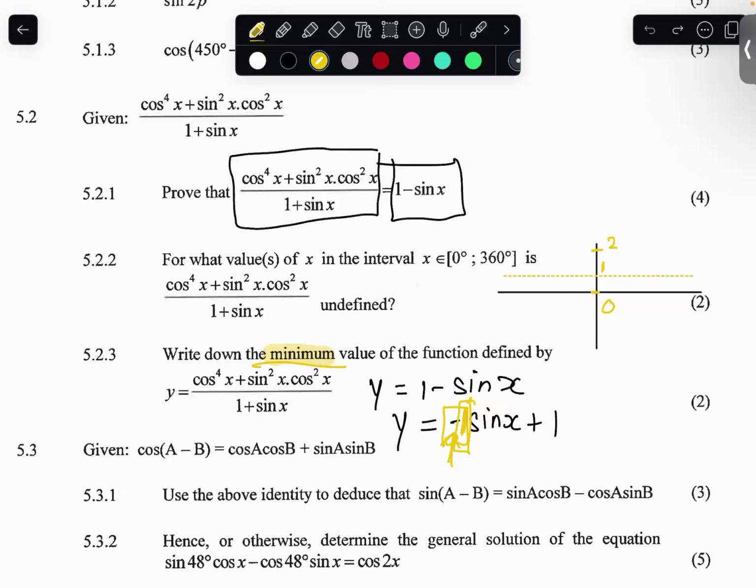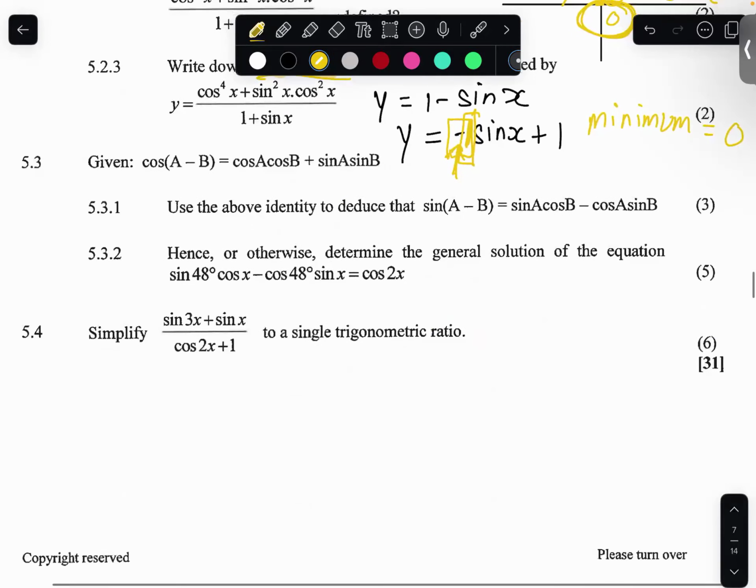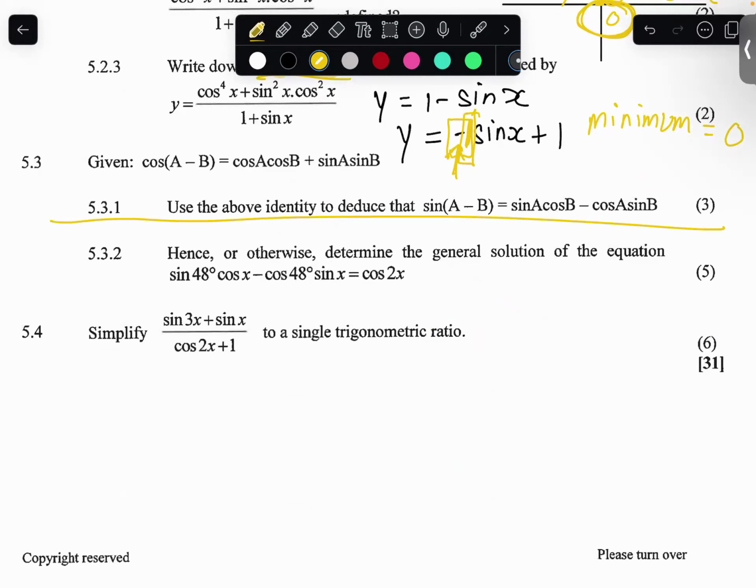And so that means that this graph, however it looks, is always going to lie between 0 and 2. And so the minimum value that this graph reaches, it doesn't go below 0. And so the minimum value of this graph is 0. I hope that made sense. Okay. Right, okay, that's a proof. I refuse to do proofs. You need to go and learn it.